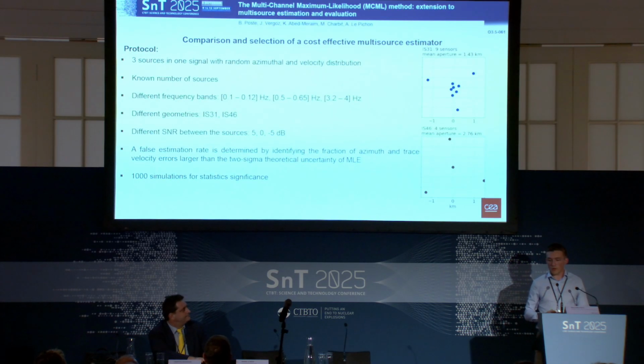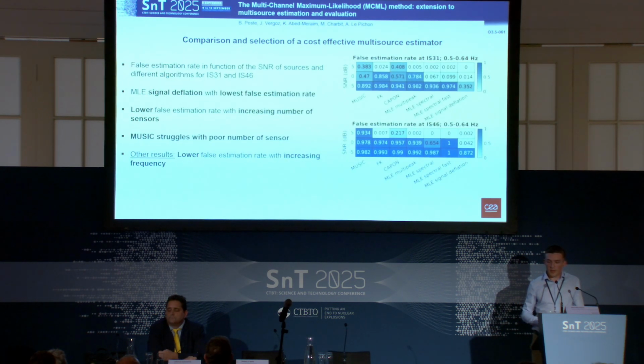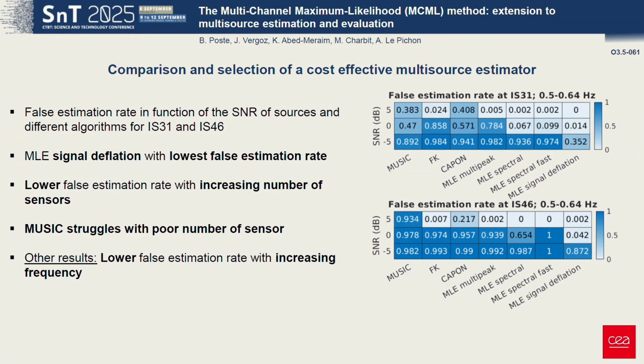We have some protocols about the... I will be quick. We have several sources, different frequency bands, different geometries, and SNR. And for the results, we can say that the MLE with signal deflation has the lowest false estimation rate. We have a lower false estimation rate with a higher number of sensors or with a higher frequency band. Here we can say that MUSIC struggles with a low number of sensors.